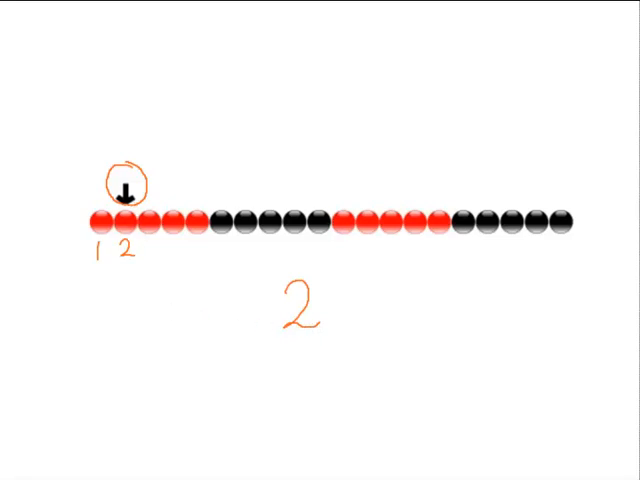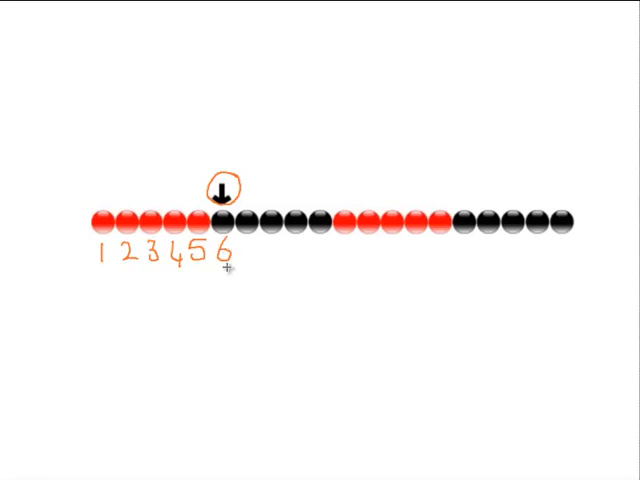Now, let's try a different problem. We see the arrow again, and we need to count up to this arrow. We can count everything. 1, 2, 3, 4, 5, and 6. So, the answer to this question has to be 6 beads are shown up to the arrow.